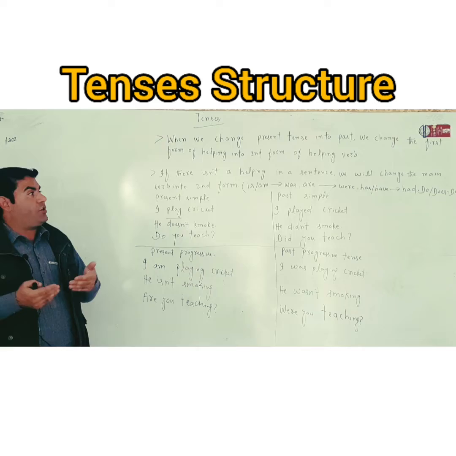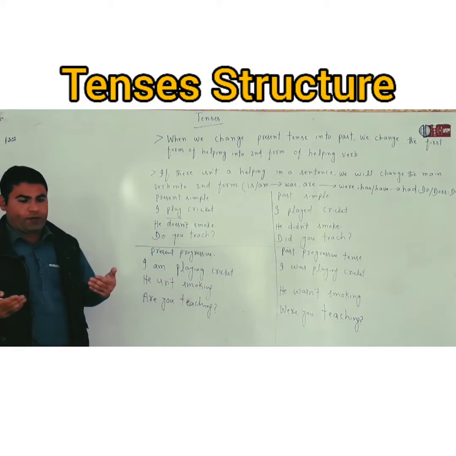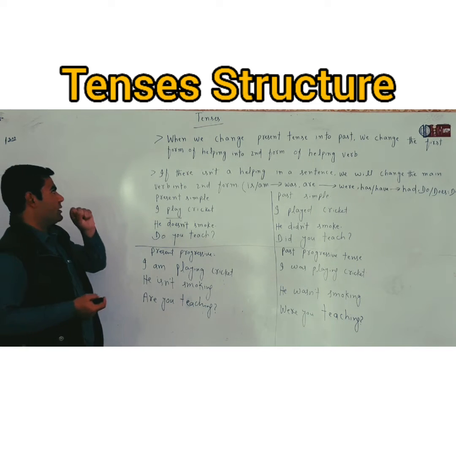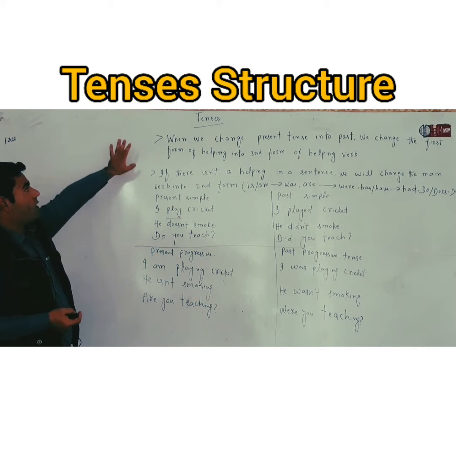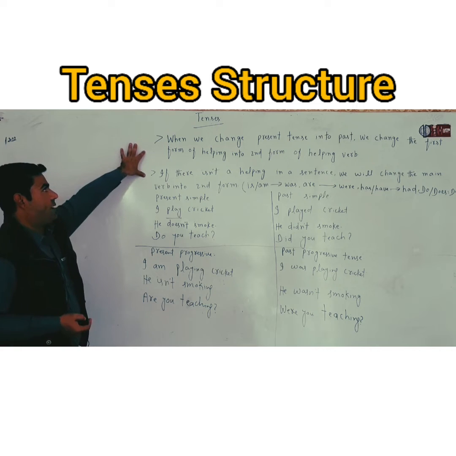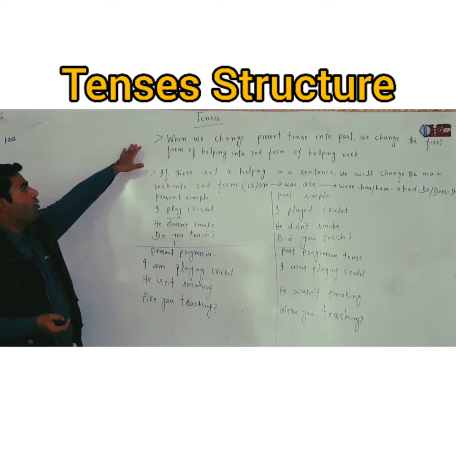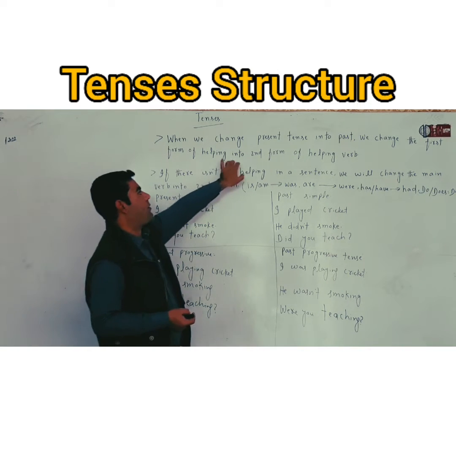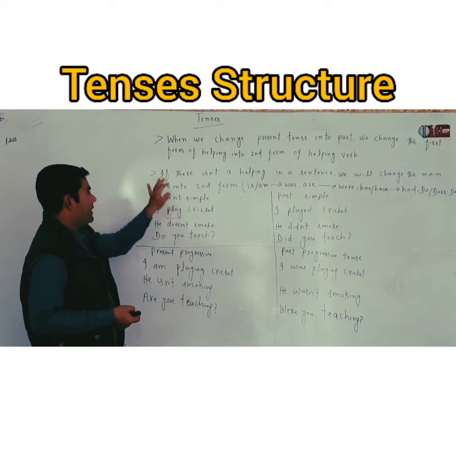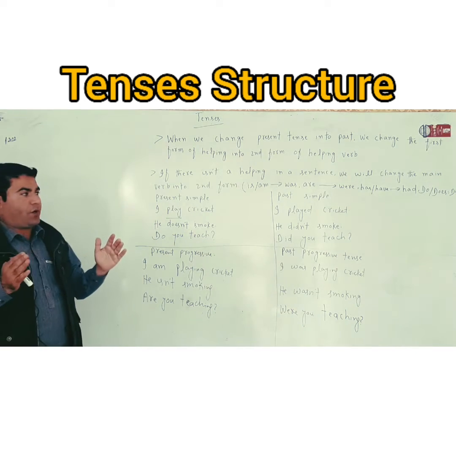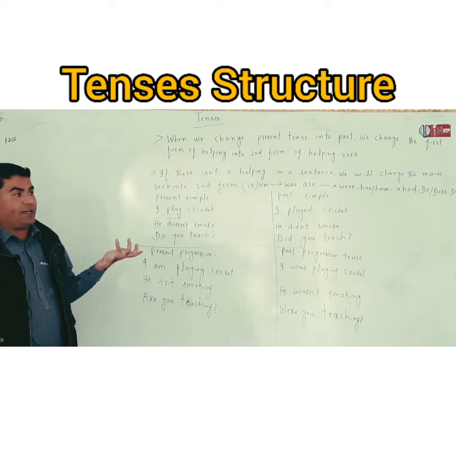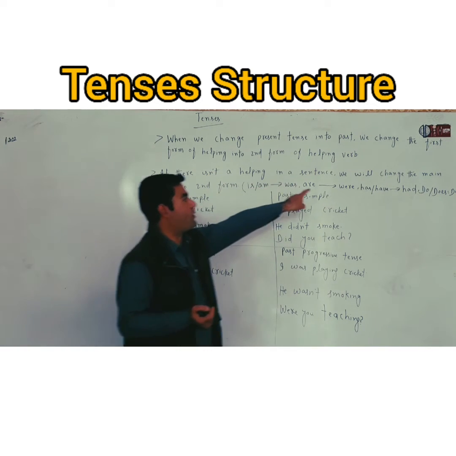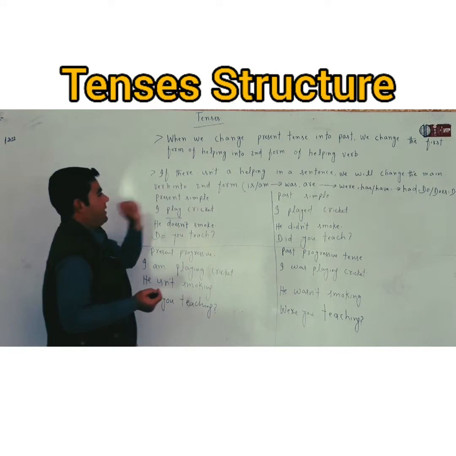Inshallah, in the upcoming videos, we'll be talking about the tenses usage as well, which tense is used for which situation. But now we are only talking about structure. So keep these two formulas in your mind. The first formula is when we change present into past, we change the first form of helping verb into second form of helping verb. There can be a situation in which there is no helping verb in a sentence. So if there isn't a helping verb in a sentence, we will change the main verb into second form.